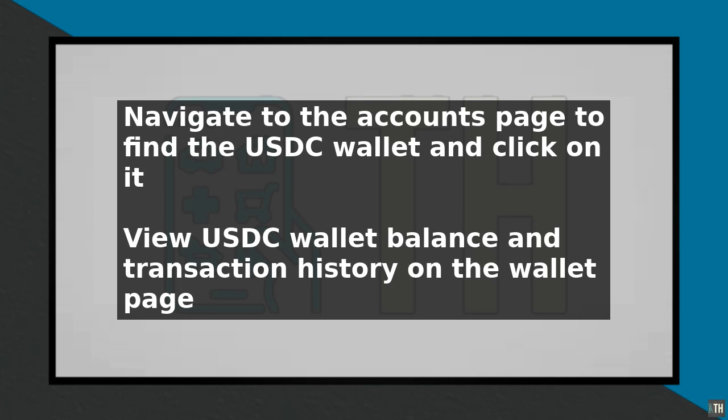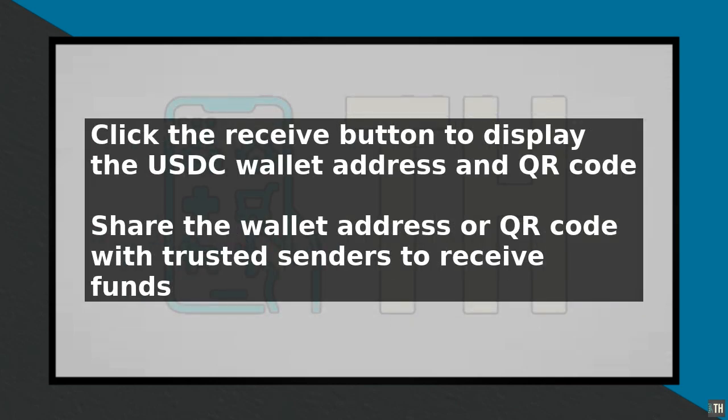Make sure to only share your wallet address with trusted individuals or organizations. Once the sender has initiated the transaction, the USDC will be transferred to your Coinbase wallet. You can view the transaction history to track the status of the transfer. It may take a few minutes for the transaction to be confirmed on the blockchain.